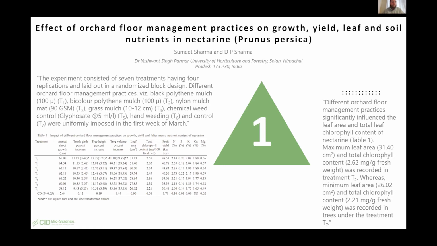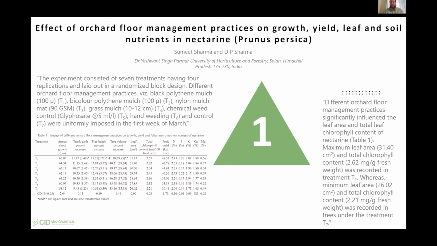So this first study is an agricultural based study. It is titled Effective Orchard Floor Management Practices on Growth, Yield, Leaf and Soil Nutrients in Nectarine. This study was conducted in a northern state in India in the Himalayas. They were trying to transition from peach to nectarines, because peach crops have less of an economic return.